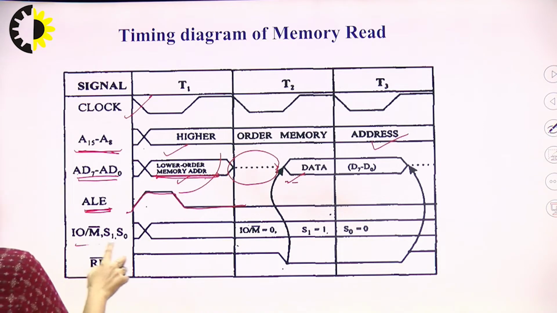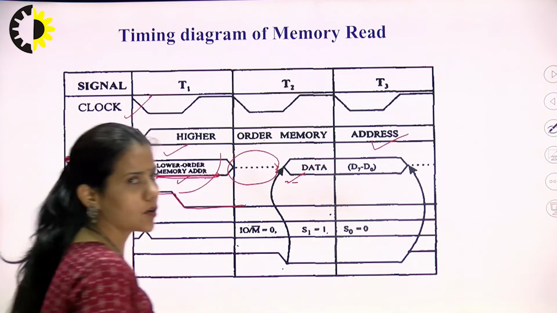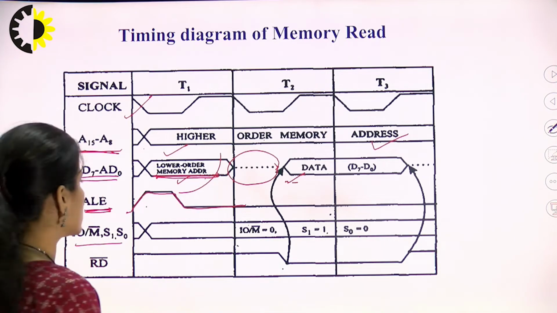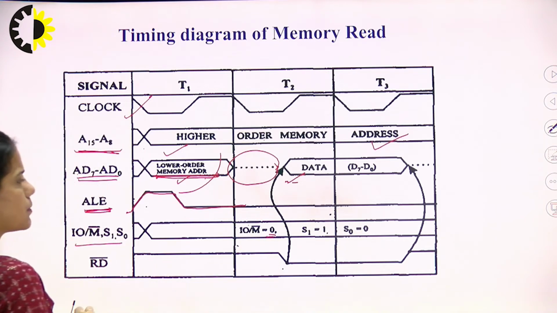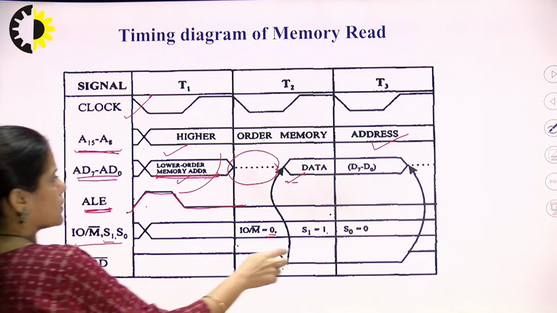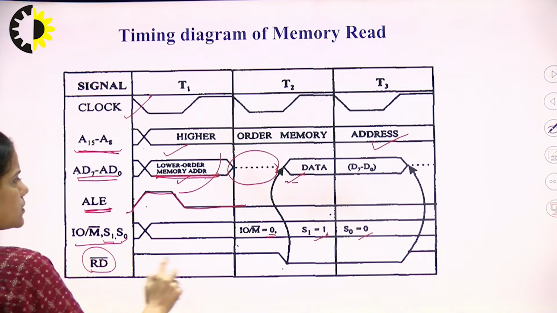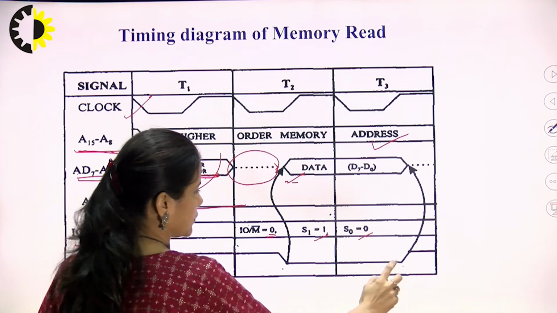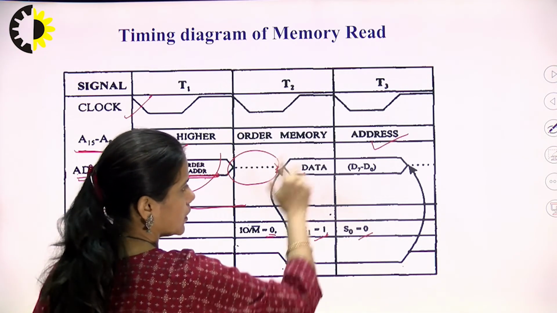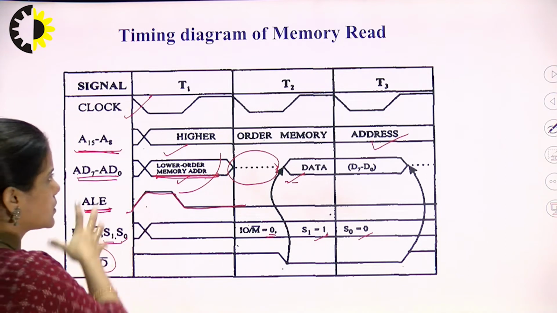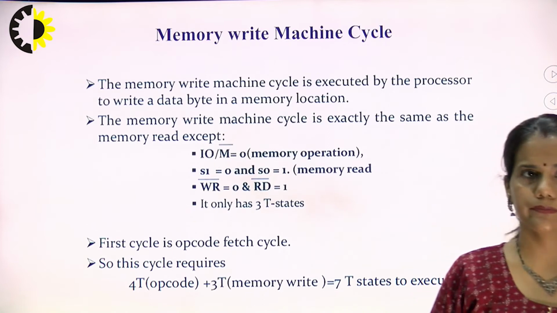Now we talk about the status signals. This line represents the group of the status signals, in which IO/M bar is represented by 0, because this is a memory operation. S1 is given by 1 and S0 is shown by 0. Now the read signal is asserted low, because this is an active low signal during the read operation. So in this way, this completes the timing diagram of the memory read operation.